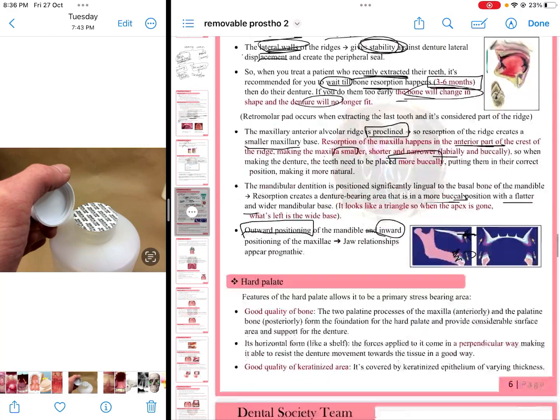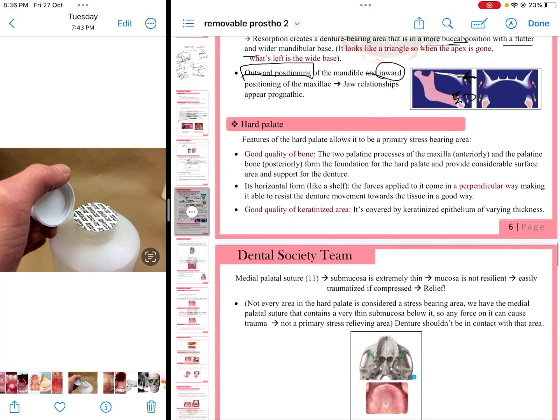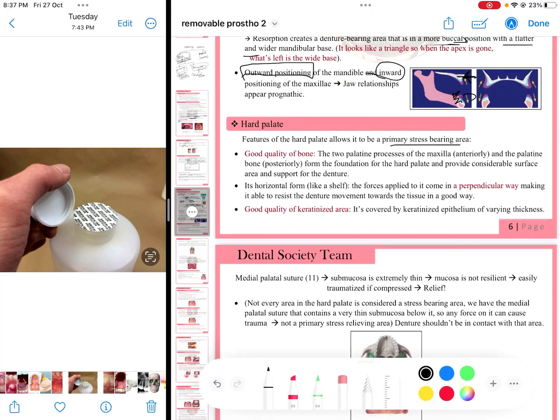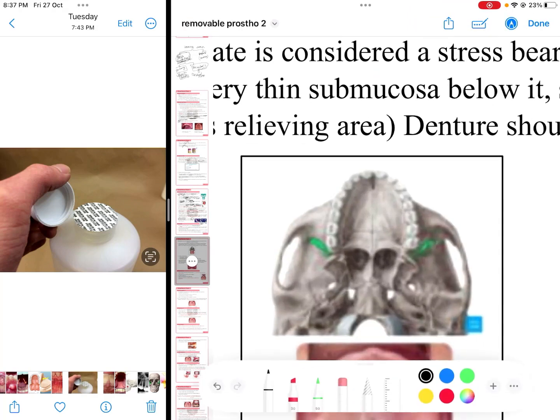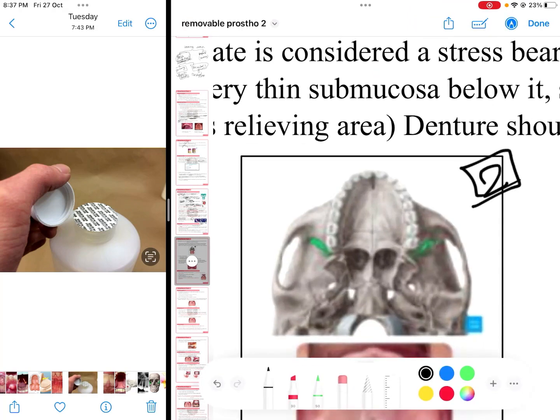So as we said, the hard palate is a primary stress bearing area. And what are the features that make it a primary stress bearing area? First of all, we will look at the bone. It's a good quality of bone we have in the hard palate. If we look at its anatomy, the hard palate consists of two bones.